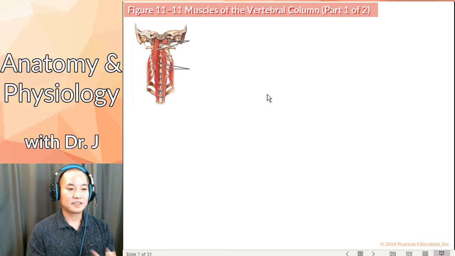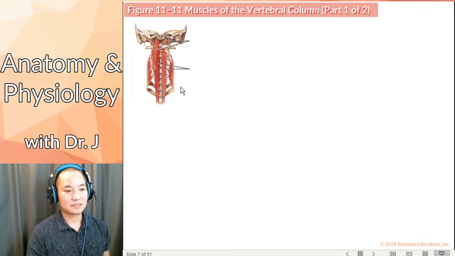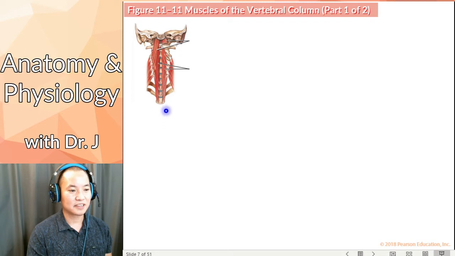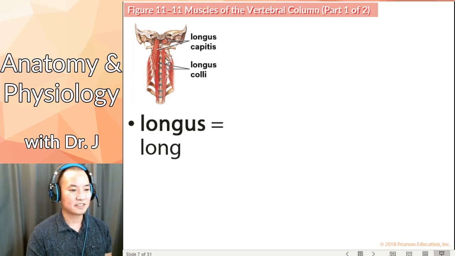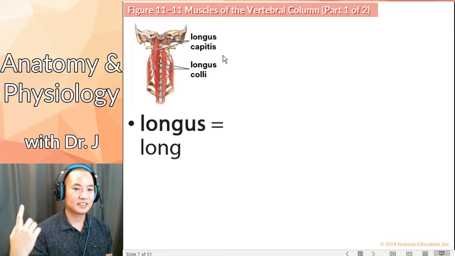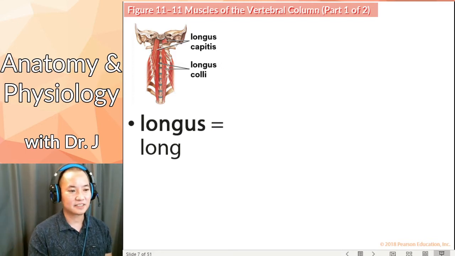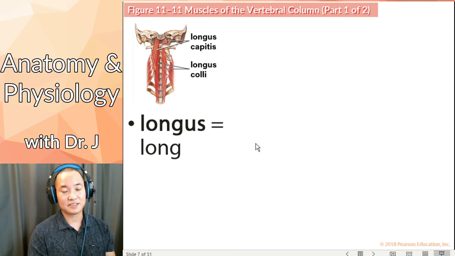All right, so let's look at the back of the spinal column. Here we have all the vertebrae and we have all the processes as well. Now, longus again means long. So what we have here are the longus capitis and the longus colli. Capitis refers to the head, so it's another name for the head and skull. So it's referring to a long muscle that attaches to the head. And colli is the same root word as collar, so it's referring to the neck. So instead of going to the head and the skull, it's going along the neck. And they're both long muscles.